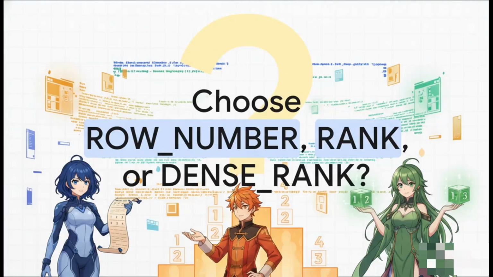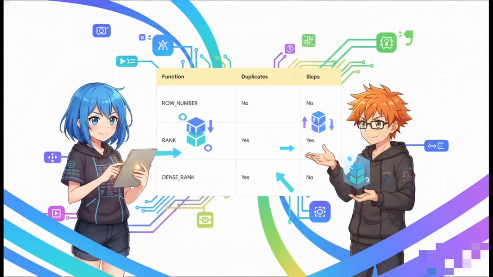But here's a classic stumbling block. How do you actually choose between ROW_NUMBER, RANK, and DENSE_RANK? So, the crucial point is right here. It all comes down to handling duplicate values and skipped numbers.